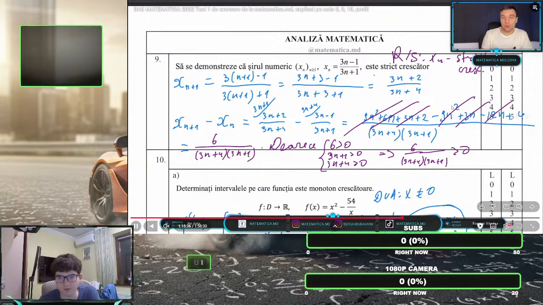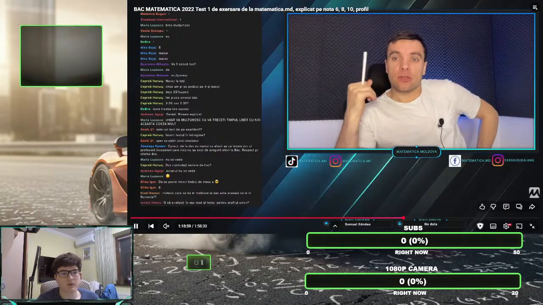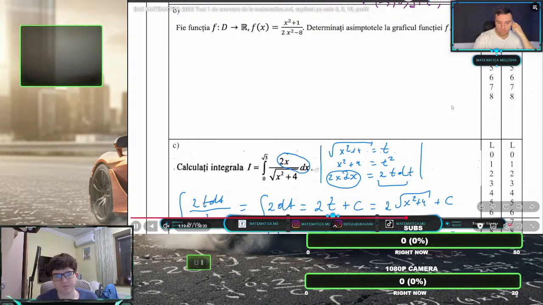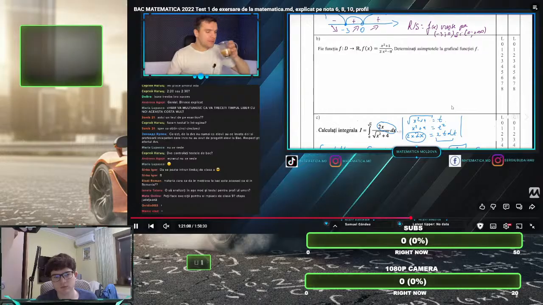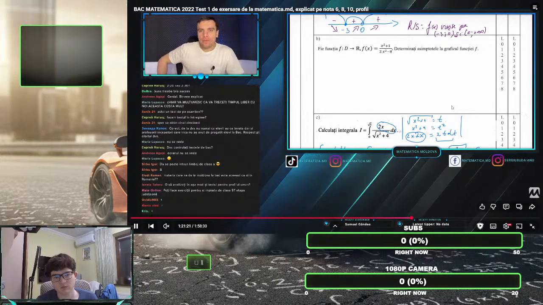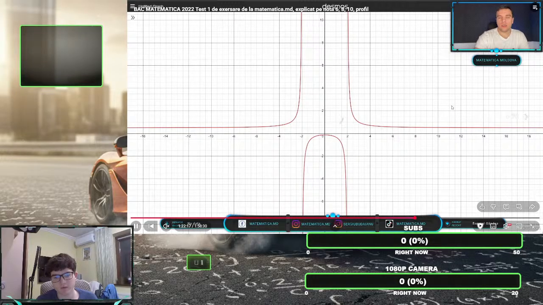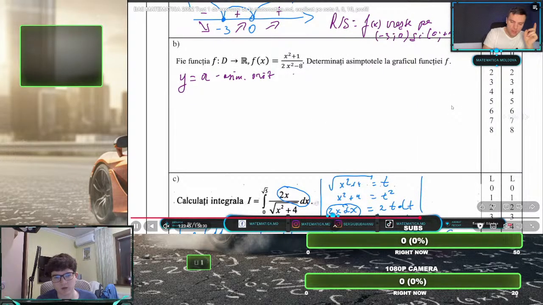I like this way of the numbers better, so I'm going to take that. Forget this n plus 1 stuff. Let's go. Let's go! Why show me this graph? I don't care.